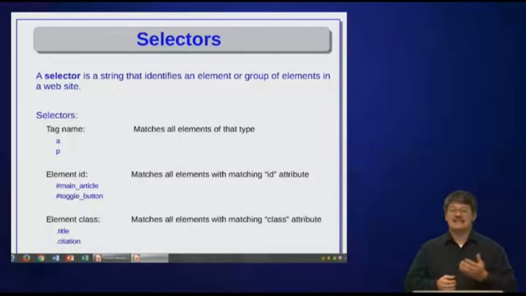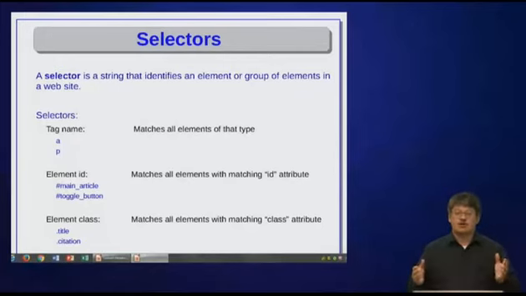To use the ID attribute, you use the pound symbol. That's Shift-3 on your keyboard. In computer science, we call it a hash. So the hash symbol followed by the value of the ID attribute. So for example, hash main article will match elements that have the ID attribute set to the words main article. Hash toggle button will match elements that have their ID attribute set to toggle button.